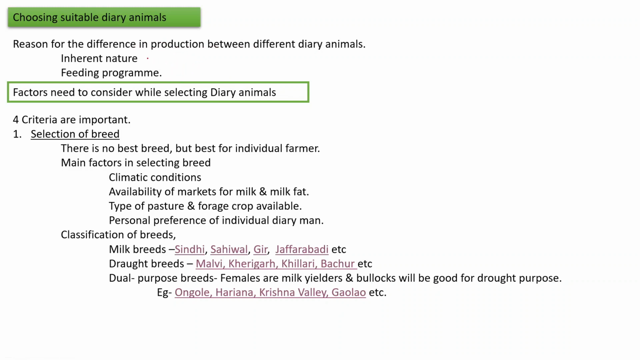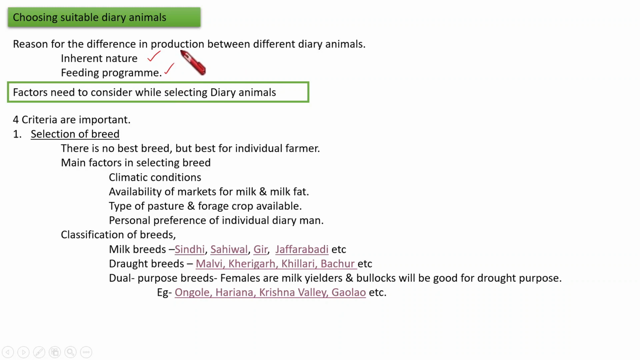First one is inherent nature, meaning based on the inherent nature, one breed of dairy animal differs from the other with respect to its production. And the other thing is the feeding program. Depending upon the difference in the feeding program, there may also exist differences in production among different breeds of dairy animals.